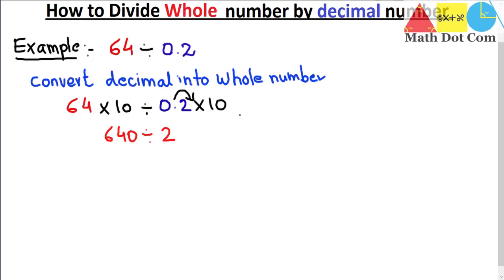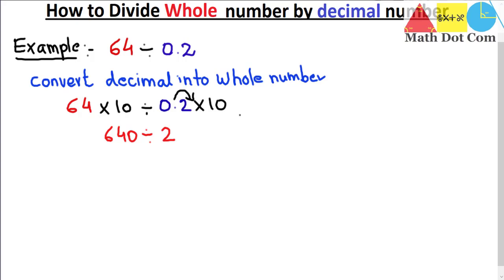Now we need not multiply both the numbers, the whole number as well as the decimal number, further by 10. If we have a decimal number in such a way that we need to multiply it with more tens, we will see that later. But here we need not multiply it further with any 10 or multiple of 10, so we will stop here. Now both numbers are whole numbers.